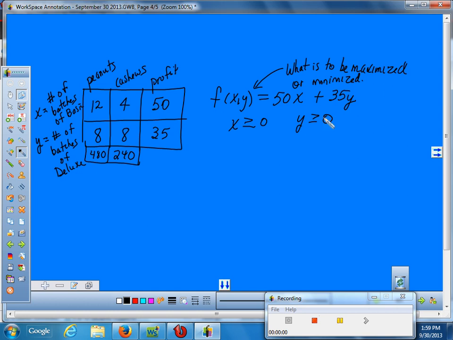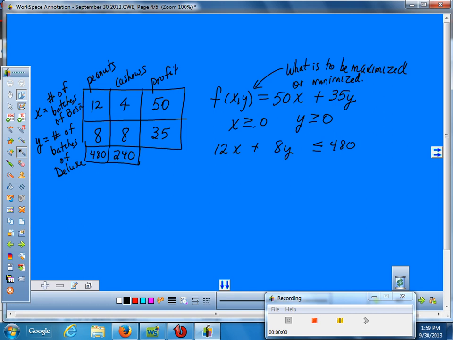What else is keeping us from just making unlimited batches? The peanuts can't go over 480 pounds. So I know something has to be less than or equal to 480. Well, how many peanuts am I using to make basic and deluxe? I'm using 12 pounds of peanuts for every batch, so that would be 12 times x batches, plus, when I make deluxe batches, I'm going to use 8 times y. And it's less than or equal to 480.